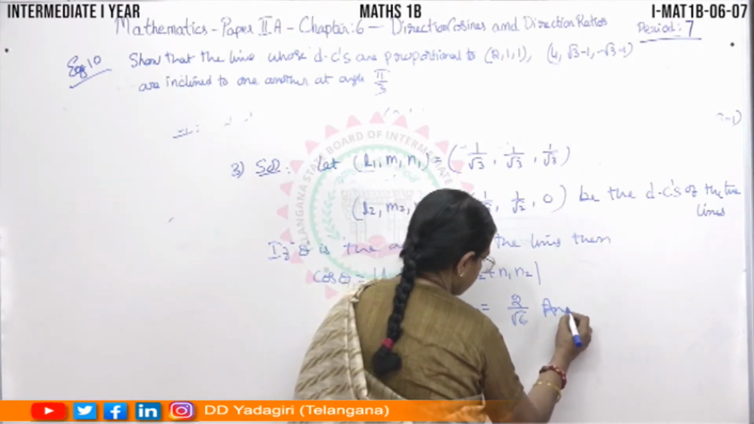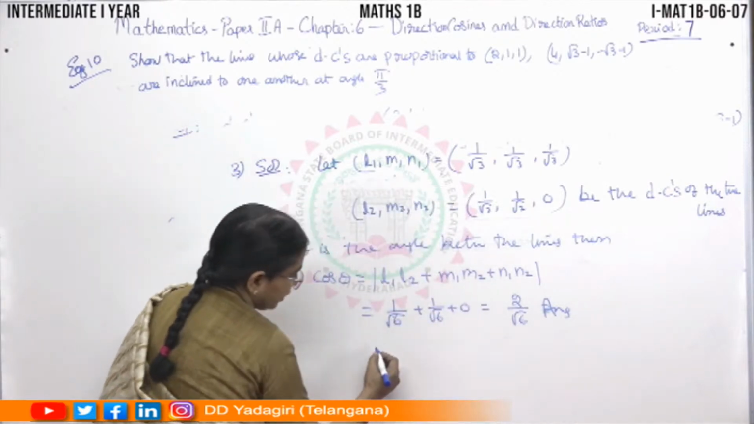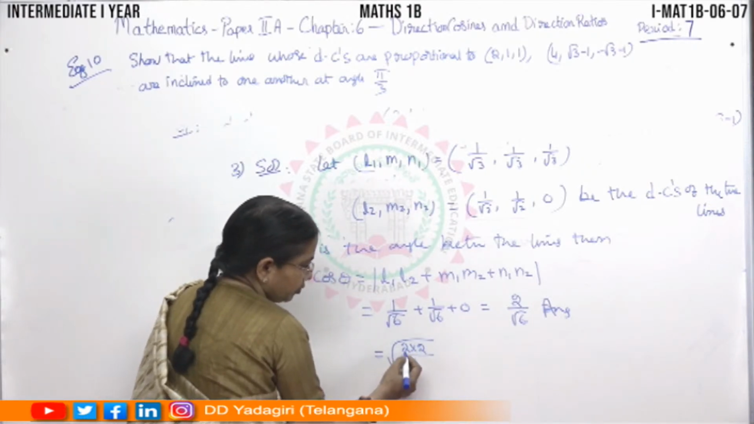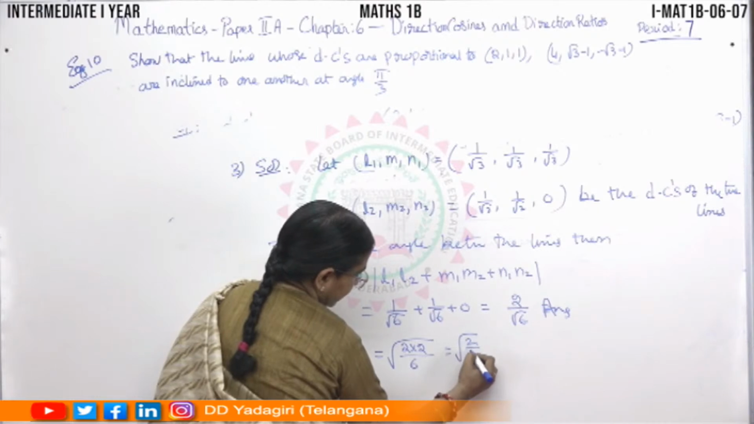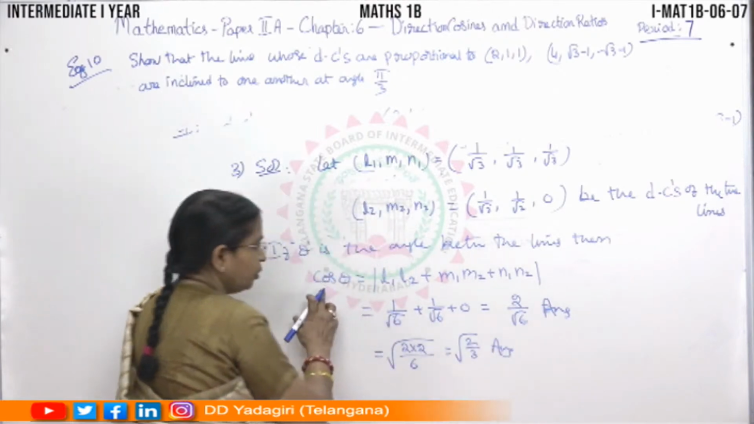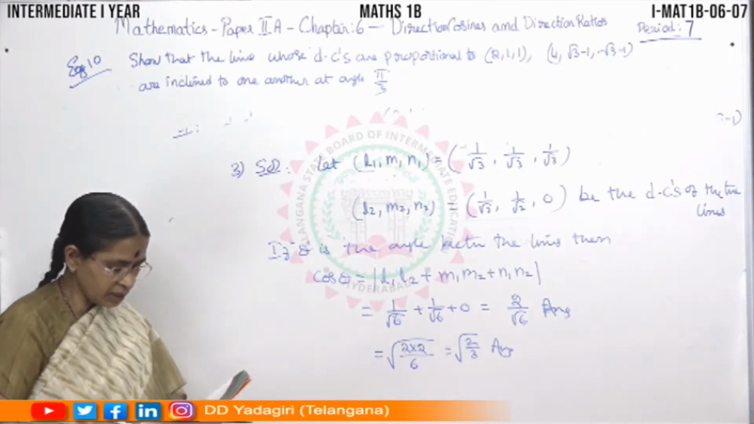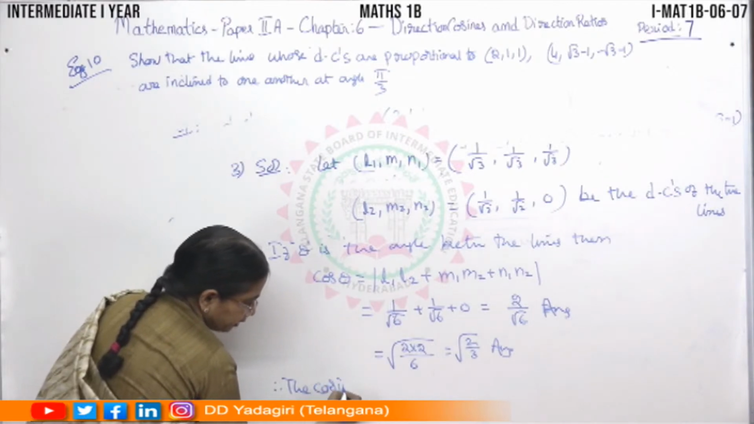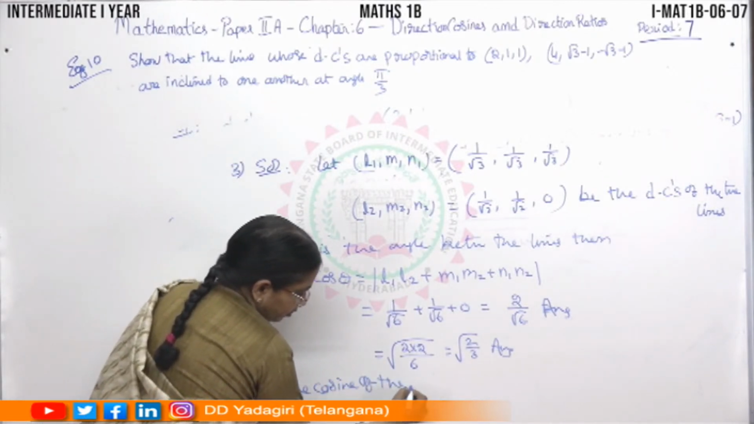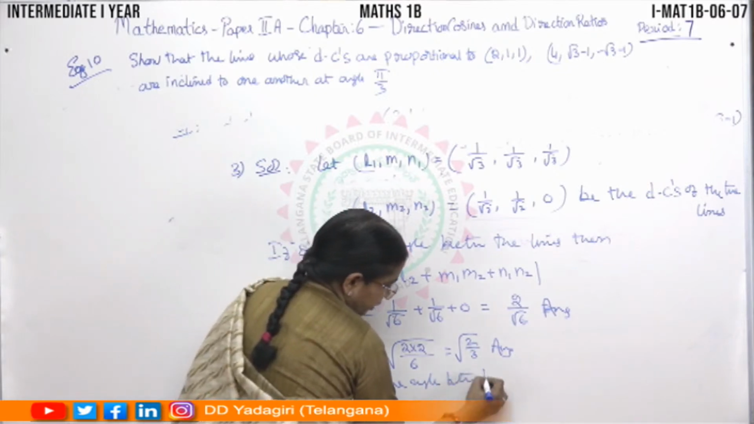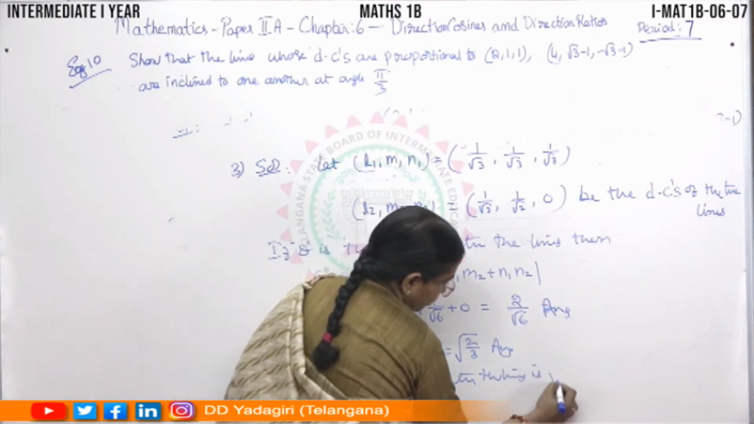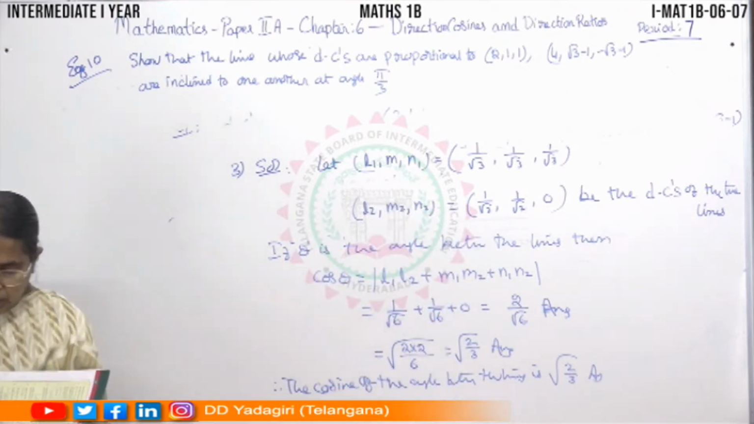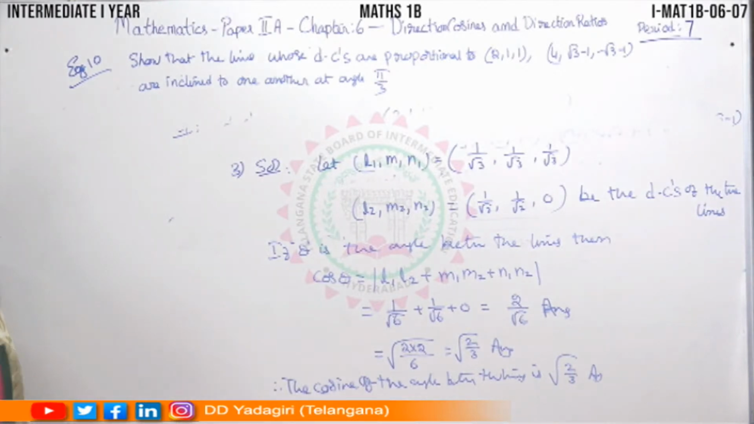You can leave it as the answer, or you can further simplify and write it as root of 2 by 3, since 2 threes are 6. This is the answer. Don't write cos inverse. You are asked to find the cos theta value, the cosine of the angle. So you will write: therefore the cosine of the angle between the lines is root of 2 by 3. So like this we do the problem.